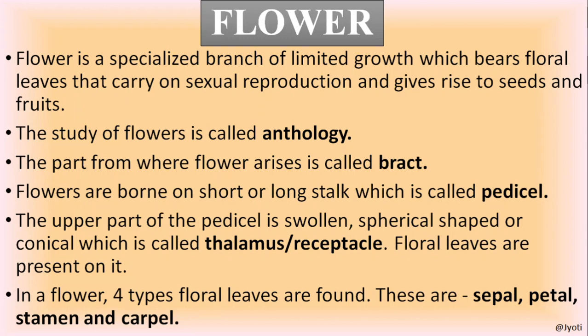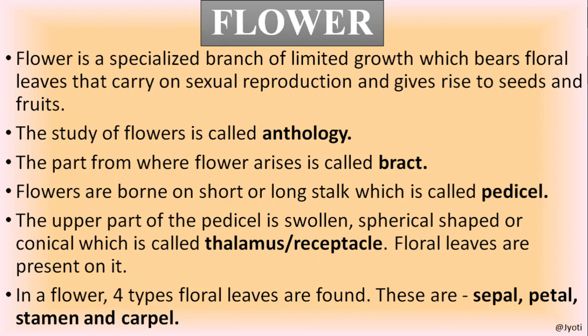Now the study of flower is called anthology, and at the base of the flower there is a leaf-like structure that is called bract. Rather we can say the part from where the flower arises is called bract. So first the bract develops, then from the axil of the bract the flower is developed. And the flower is developed on a stalk that is called pedicel, and the pedicel at its terminal part is conical and swollen, and that portion is called thalamus or receptacle.